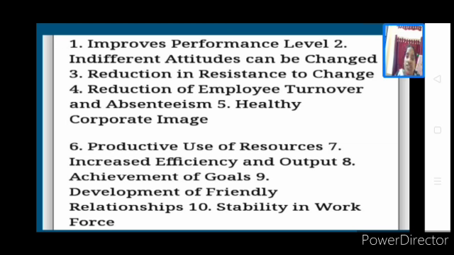Then reduction in resistance to change. Generally we know that employees resist the change. They don't want to make some changes. They are adapted, they are acquainted with a particular type of nature and they don't want to change. But always we know that business exists in a dynamic situation, and it is very essential that business has to change. The activities in an organization have to change according to the necessity. But in general, people resist that.